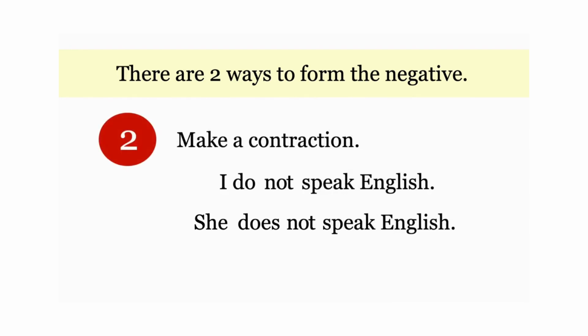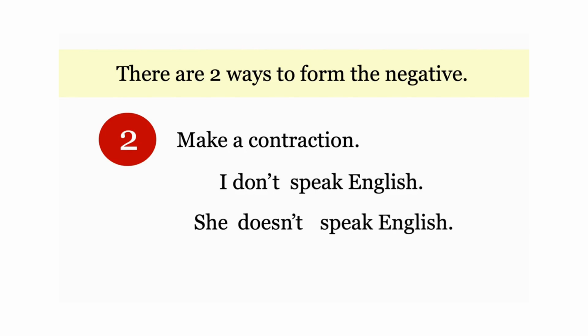The second way to form the negative is with a contraction. I do not speak English. Drop the O, make one word, add an apostrophe. I don't speak English. And she does not speak English. Drop the O, make one word, add the apostrophe, and we have she doesn't speak English.